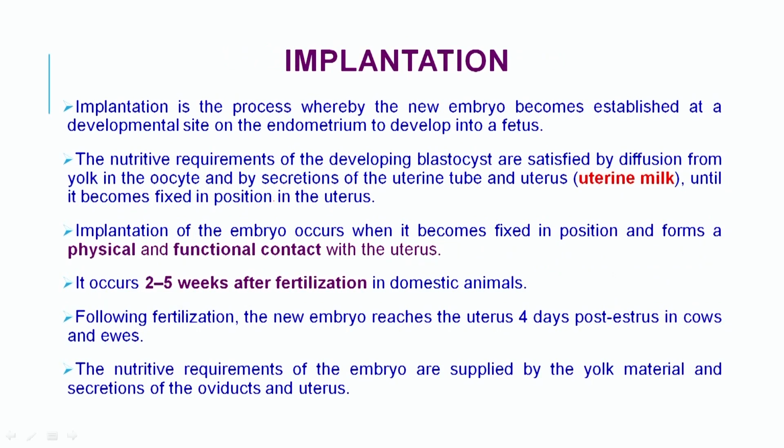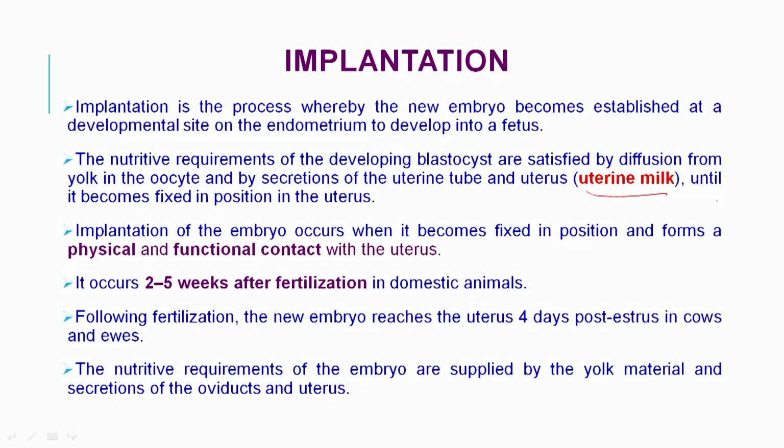Now coming to implantation. Implantation is the process whereby the new embryo becomes established at the developmental site on the endometrium to develop into the fetus. The nutritive requirement of the developing blastocyst is satisfied by diffusion from the yolk in the oocyte and by secretion of the uterine tubes and uterus, which is called uterine milk, until it becomes fixed in a position in the uterus.